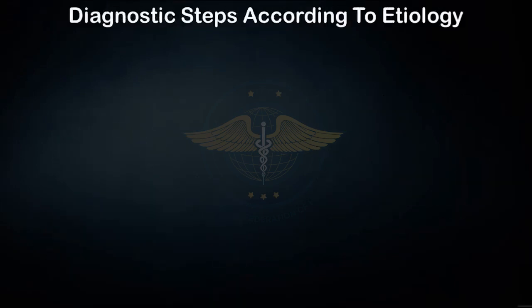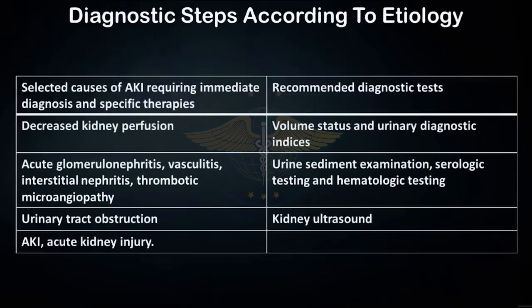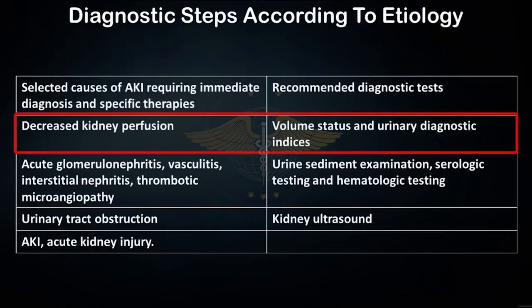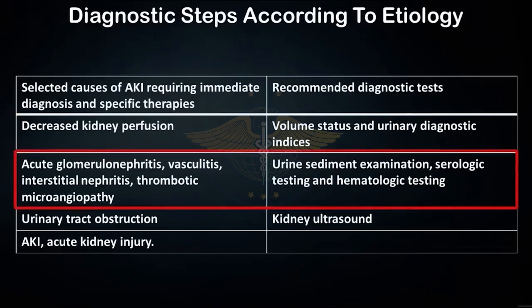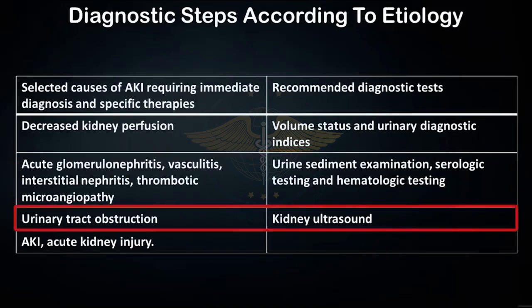And the diagnostic steps have to be taken according to the initial etiology. So if we think that it's decreased renal perfusion, then we need to look at the volume status and the urine diagnostic indices. If you're suspecting a GN, an interstitial nephritis, a vasculitis, or a TMA, urine sediment examination, serologic testing, and hematologic testing are important. And in obstructive disease, kidney ultrasound is important.